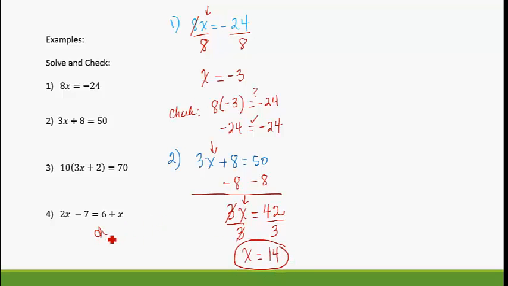Alright, so let's check that. When we do that, we get 3 times 14 plus 8, and the question is, does that equal 50? 3 times 14 is 42. 42 plus 8 is indeed 50.